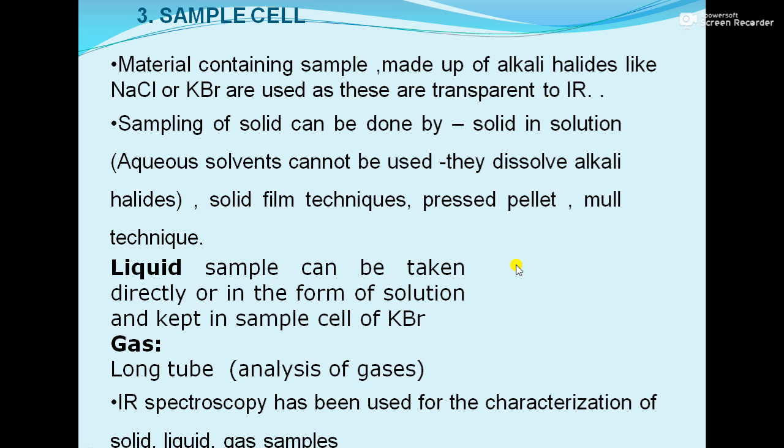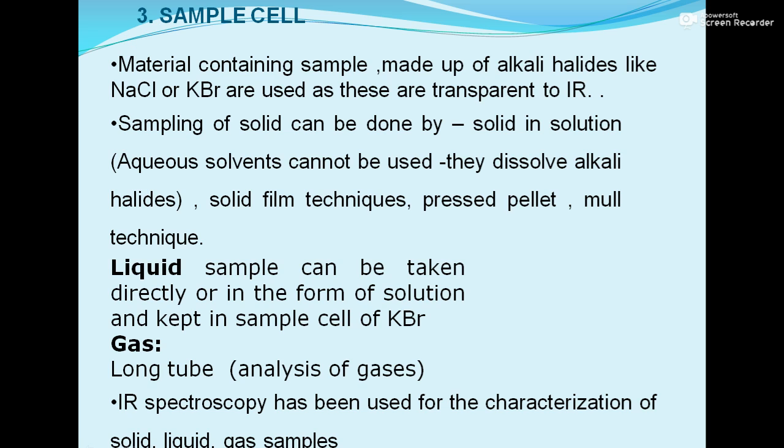Okay. Now the next part is the sample cell, and sampling of substances. IR spectra can be obtained from solid, liquid, gas. The material containing the sample must be transparent. That is important. So materials made up of certain salts like sodium chloride, potassium bromide, lithium chloride are used. Okay. So now next is the sampling of solids.